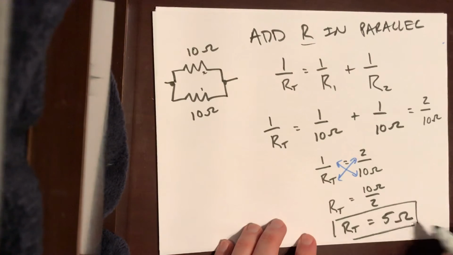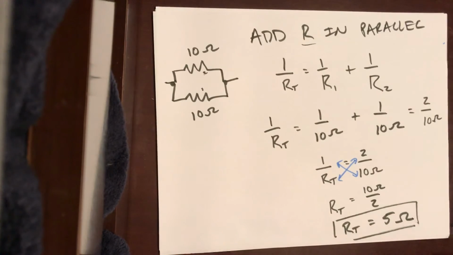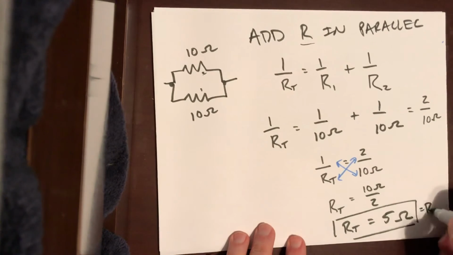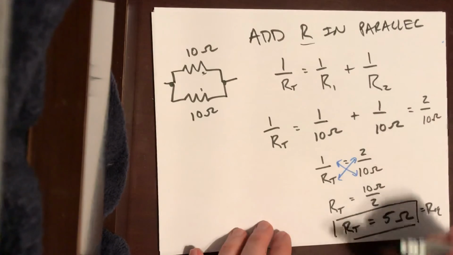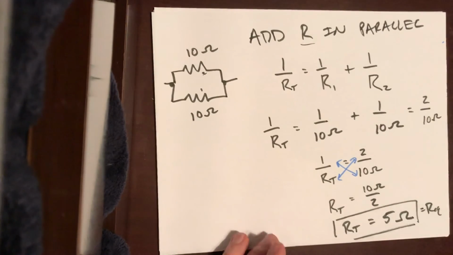So that means that the total resistance, which is one of the reasons why we call it the equivalent resistance, is less than the sum of the resistors, which is weird, but it's one of the implications of adding things in parallel, or combining resistors in parallel.